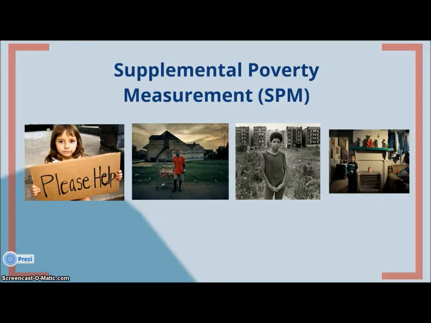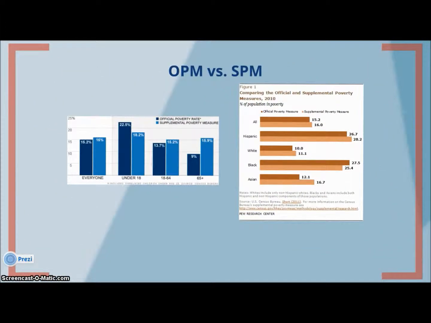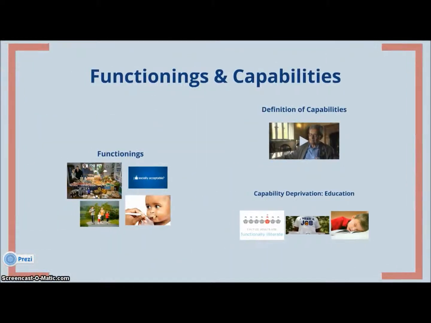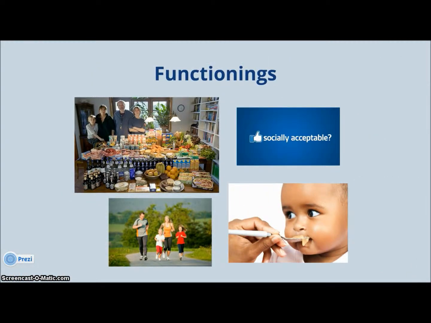Although the SPM covers more aspects of poverty than the OPM does, it still doesn't incorporate an essential part of this complicated issue into its measurement. It fails to acknowledge an individual's functionings and specifically their capabilities. According to Martha Nussbaum and Amartya Sen, functionings are the various lifestyles or beings or activities or doings an individual can do or be in their life.